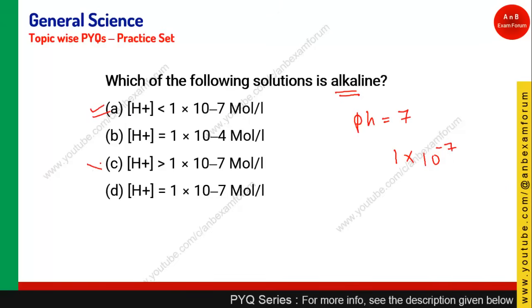Don't confuse it with greater than. Greater than means it will move toward acidic, but if it is reducing further, say 1 into 10 power minus 8, the pH becomes 8. So it is basic in nature, alkaline in nature. That's why option A is the right answer.